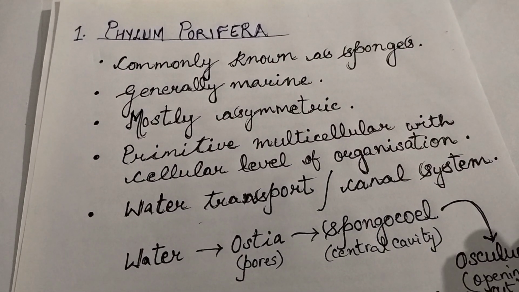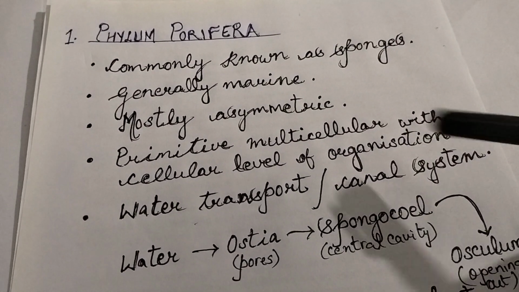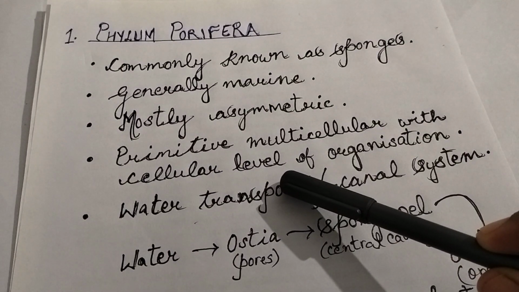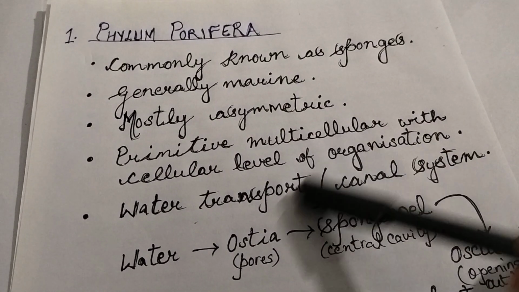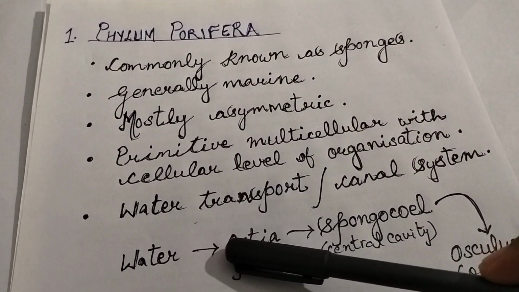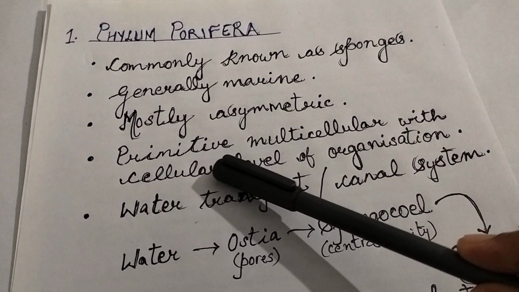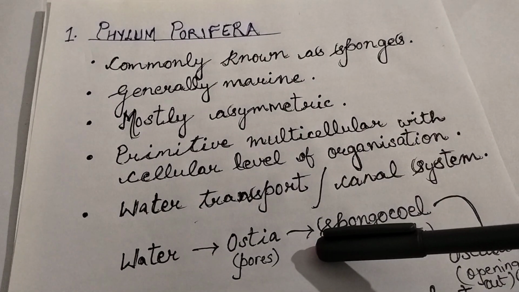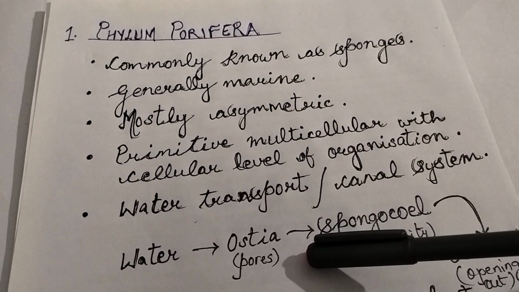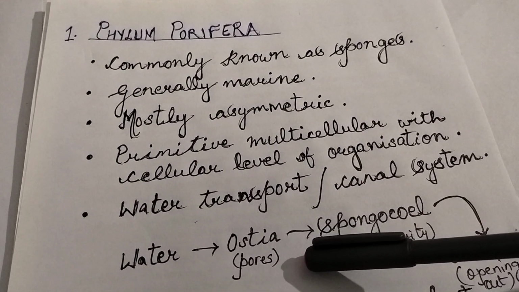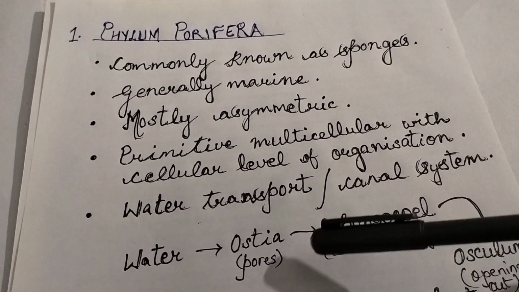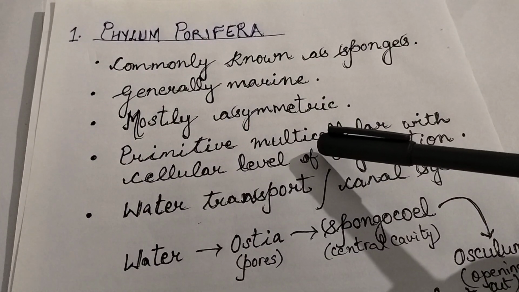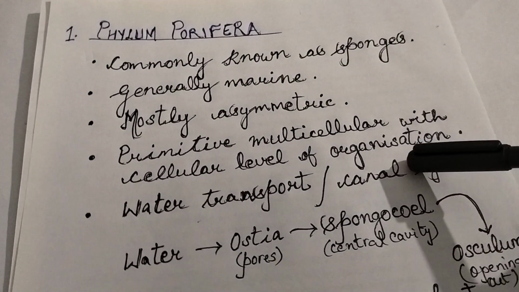Next character, they are primitive multicellular with a cellular level of organization. These poriferans are multicellular. You all know all animals are multicellular. As they are the first group, the first phylum, they are primitive types. So they are primitive multicellular. And what is the cellular level? What is the level of organization in the body? We studied levels of organization in the last lecture, if you remember. There were the cellular level, tissue level, organ level, and organ system level. So poriferans have a cellular level of organization.